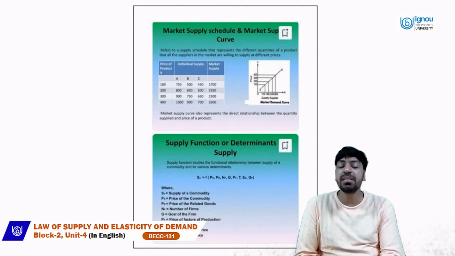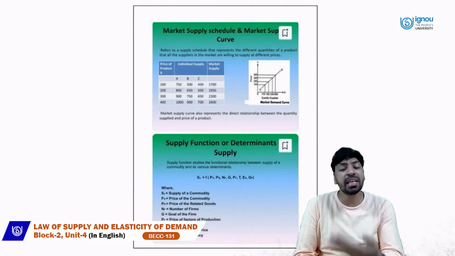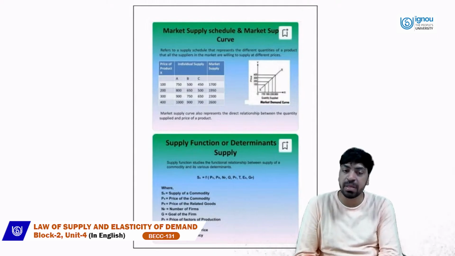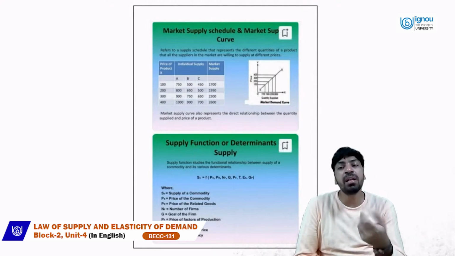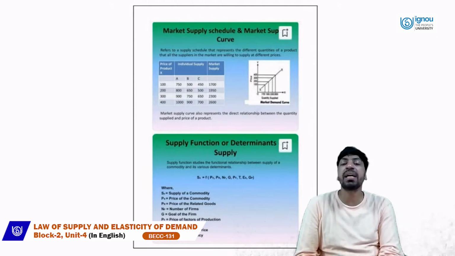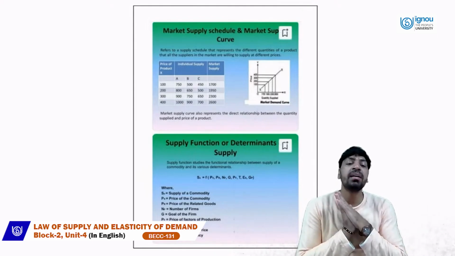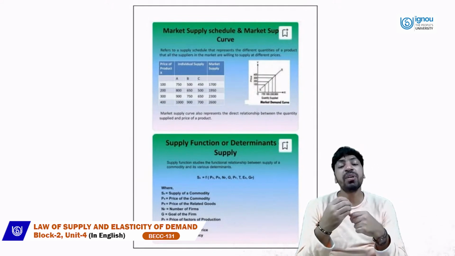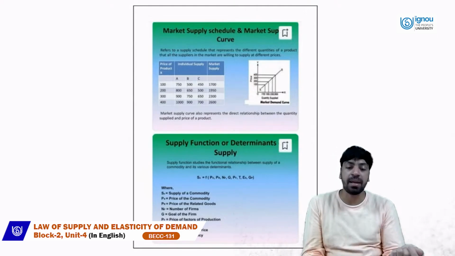The first determinant of supply is the price of the commodity itself. That means the supply would change when there is a change in its own price. So when the price of milk or wheat increases, their quantity supplied would also increase, and that is one of the factors which influence a change in the supply.